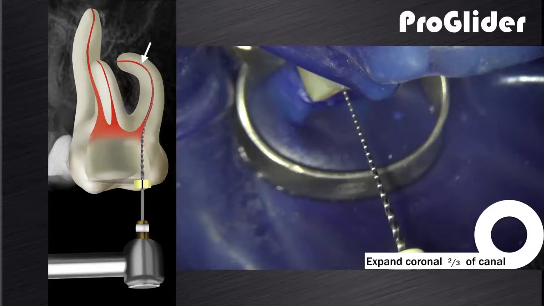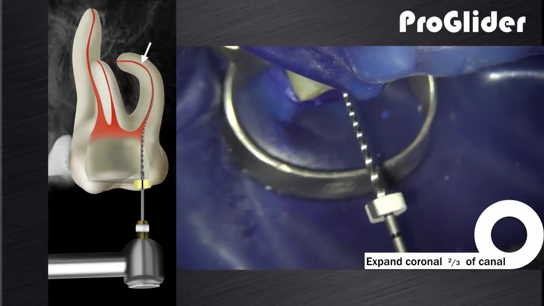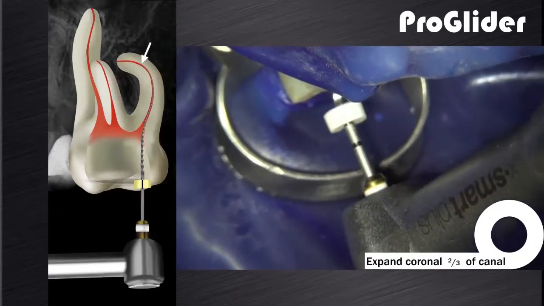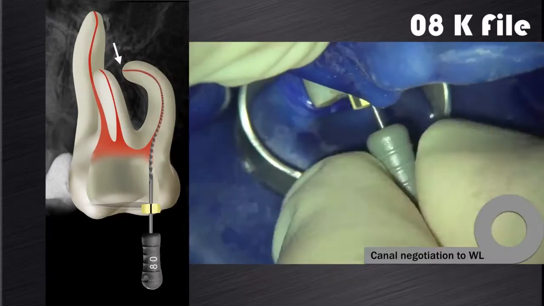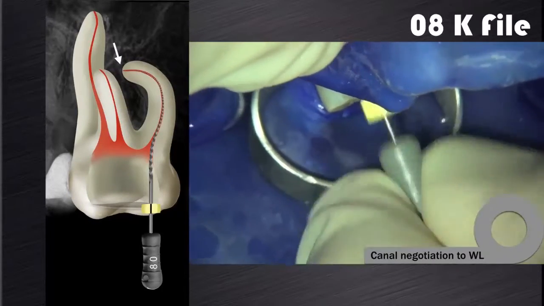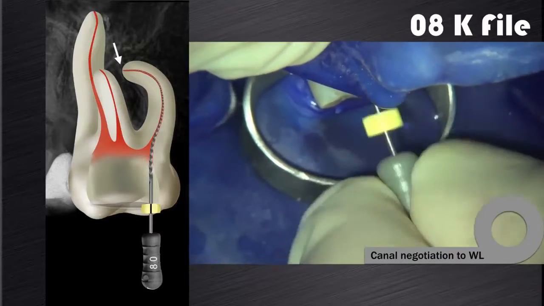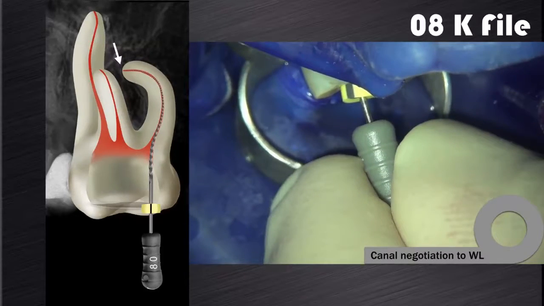In narrow canals, where you often battle to get negotiation to patency, I would recommend that you use the ProGlider instrument just in the coronal two-thirds of the canal or up to the point where the hand file hanged up. The ProGlider is then used in a backstroke brushing motion in order to create more coronal space in the canal. You will be amazed to see how many times this protocol enables the same hand file that hanged up to progress to full working length or to patency.